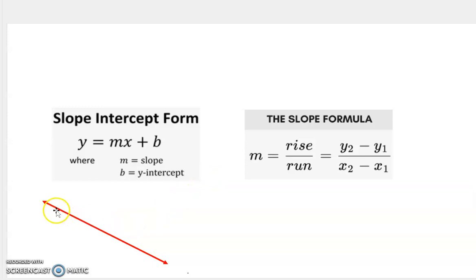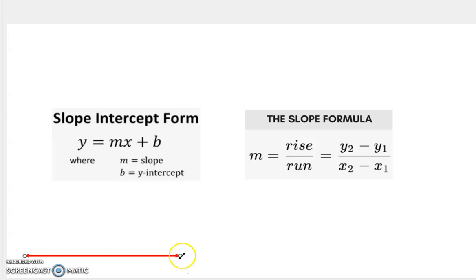A line will be in the form of y equals mx plus b, where the m stands for the slope. Remember, the slope is how steep a line is, right? It can be a straight vertical line, which is undefined because it just keeps going on and on. There's no slope. Or it could be horizontal, a flat, straight line, just like walking on the floor. There's not going to be a slope.